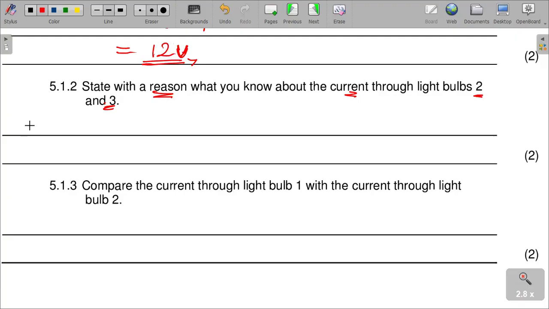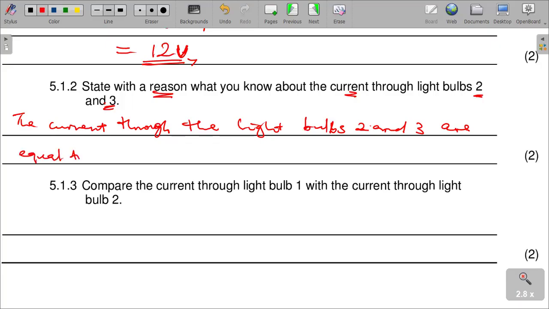So the point is that the current that is through the light bulbs 2 and 3 are equal to each other, as you can see there, because they are connected in parallel.